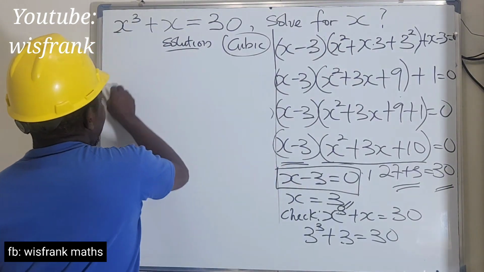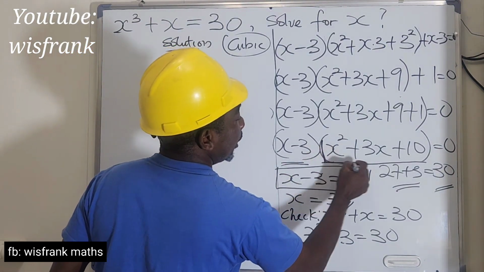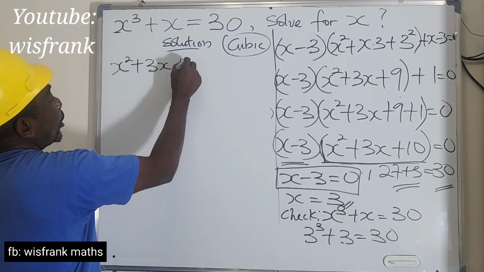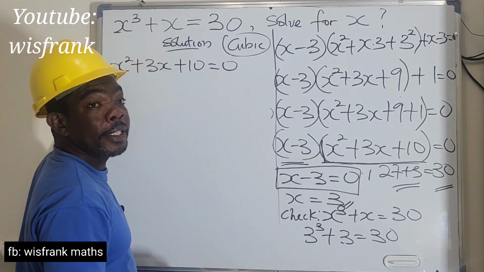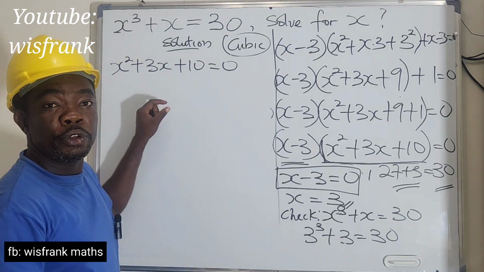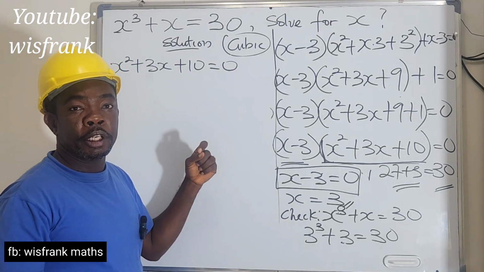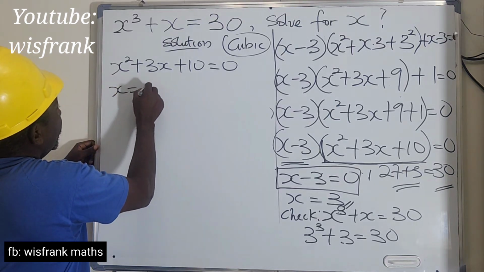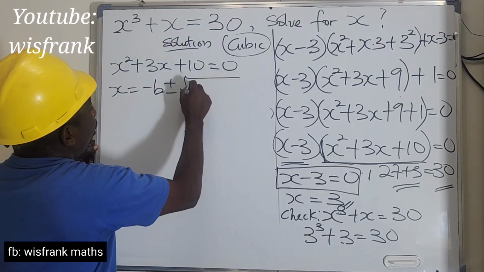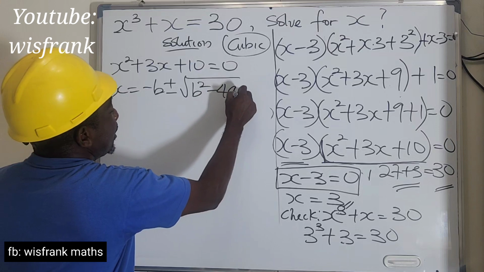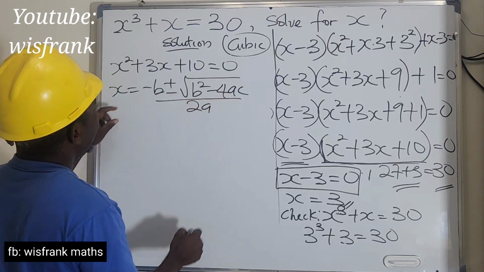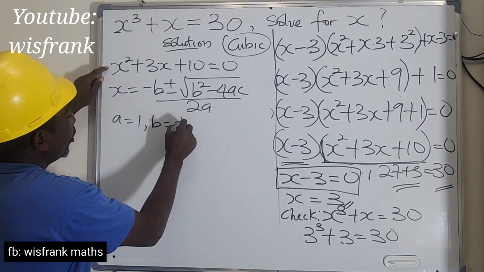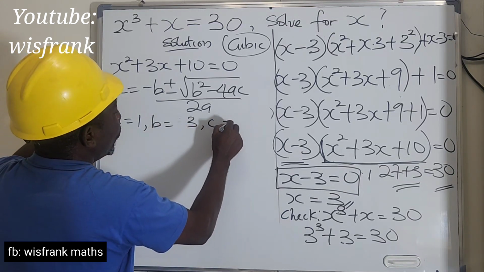Let's clean this. As we said, we are going to take this. Taking that, we have x² + 3x + 10 = 0. In this case, this is a quadratic equation, and we are going to use the quadratic formula to find the value of x. So here, we are using x = (-b ± √(b² - 4ac)) / 2a. So in this case, our a equals 1, our b equals 3, and our c equals 10.